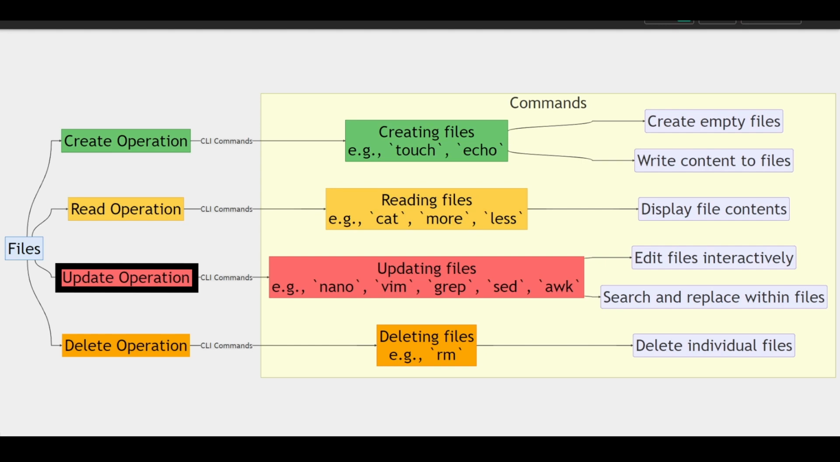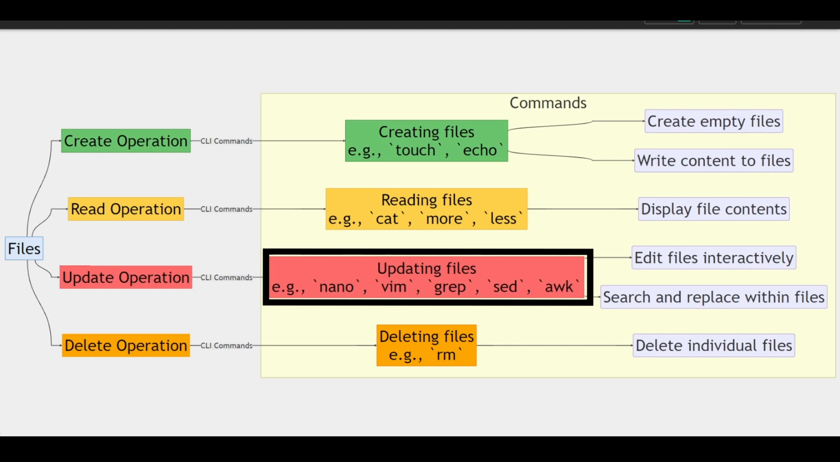Update operation. The update operation is all about making changes to a file. Imagine you wrote something on a piece of paper and then realized you made a mistake or wanted to add more information. Similarly, with files, we can update them by modifying the content or adding new information. To update a file, we use CLI commands like nano, vim, grep, sed, or awk. These commands act as special editors that allow us to change the words in the file or search for specific words and replace them with different ones.